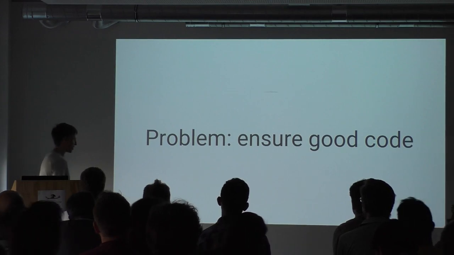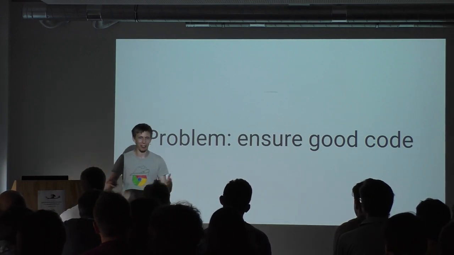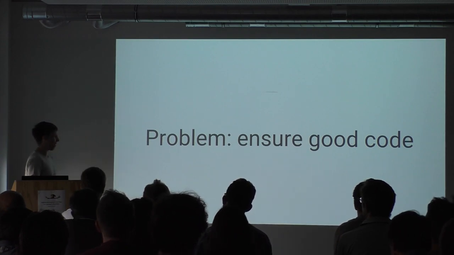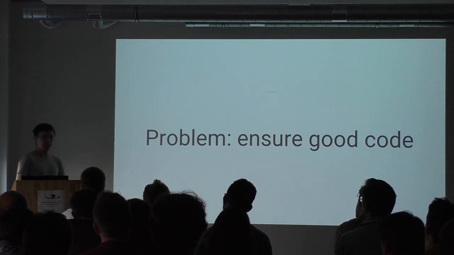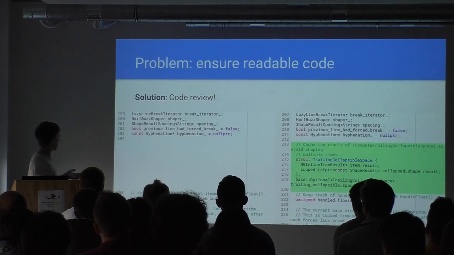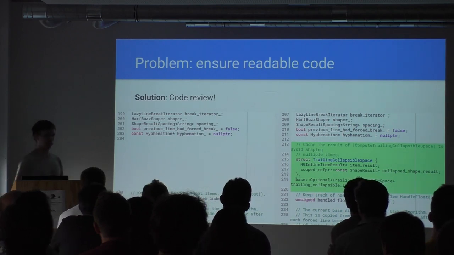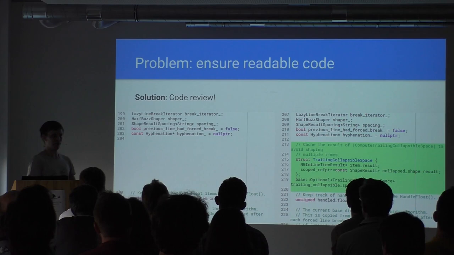So let's think first about how we ensure good code. Clearly, good code is subjective, all right? I understand that. So the idea here is more like avoiding the most horrible code, OK? We already mentioned one easy solution to that is code review. At the very least, a reviewer must be somewhat happy with your code.